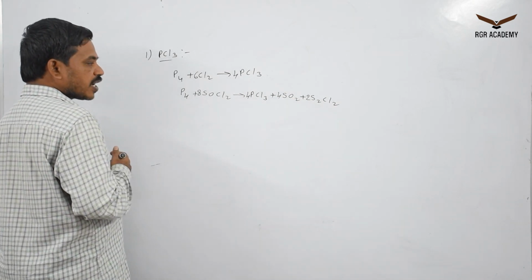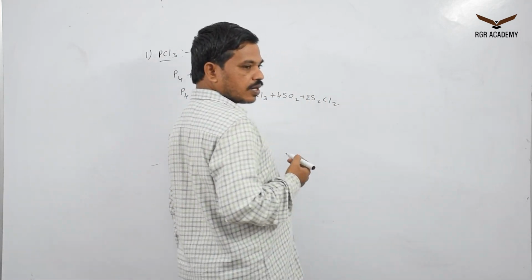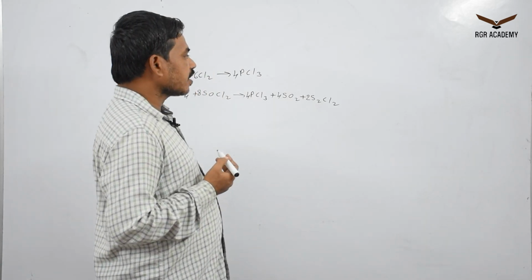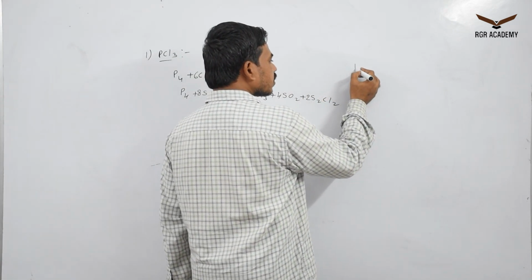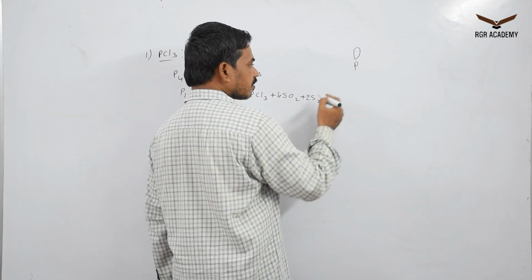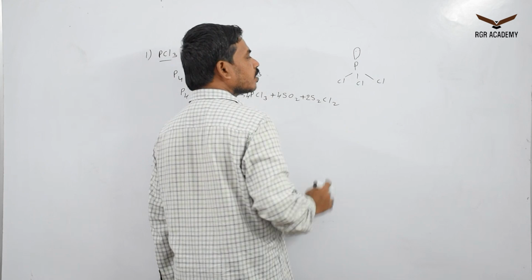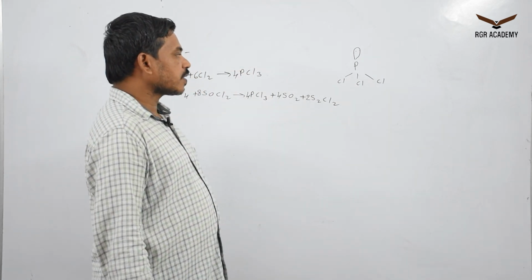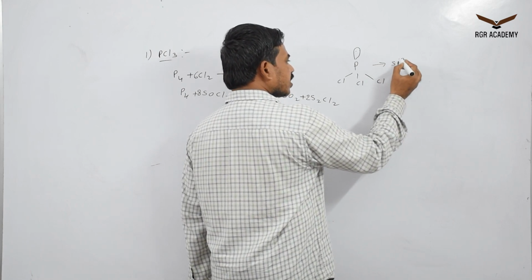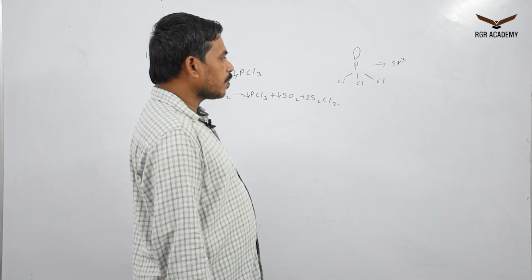Next, properties of phosphorus trichloride. Phosphorus trichloride is a colorless liquid. In phosphorus trichloride, the phosphorus atom contains one lone pair of electrons. The phosphorus atom undergoes which hybridization? sp3 hybridization. How many hybrid orbitals are formed? 4 sp3 hybrid orbitals are formed.